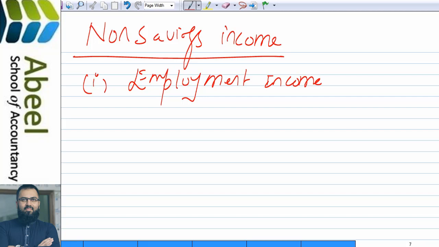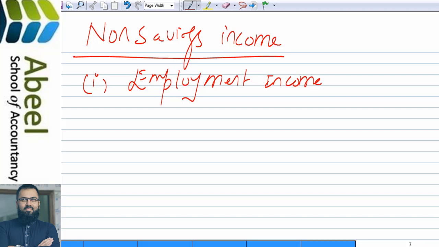The reason for this categorization is that the rules are different for non-saving incomes, how to pay tax, and the tax rates are different for non-saving income, for saving income, and for dividend income. Since the tax rates and rules are different, we have to categorize income. We need to identify whether the income you have earned is non-saving income, saving income, or dividend income. According to the source of income, we will use those taxation rules.